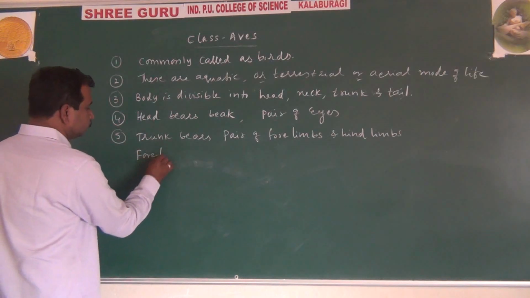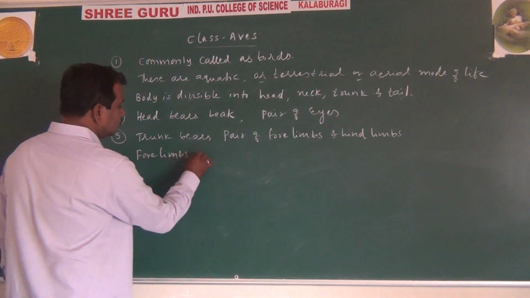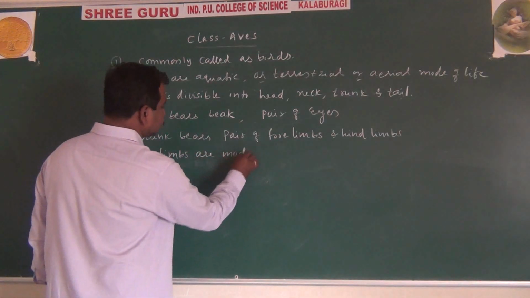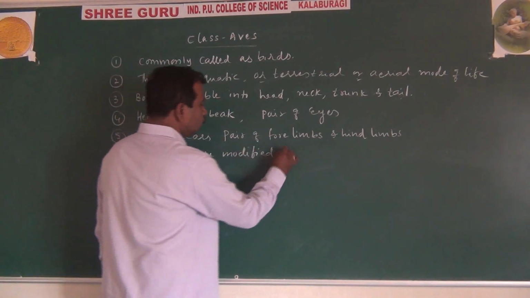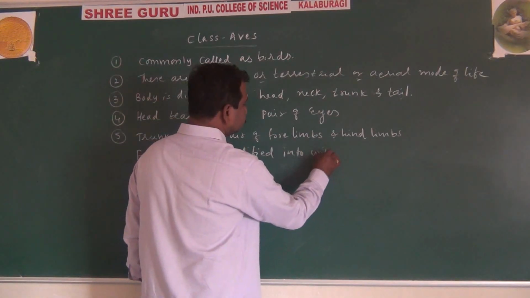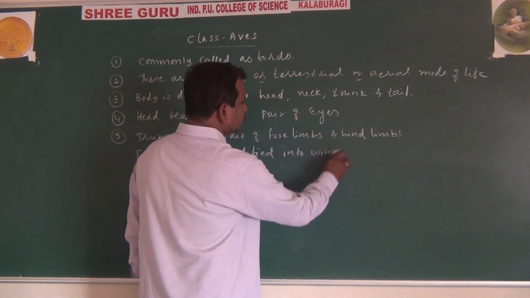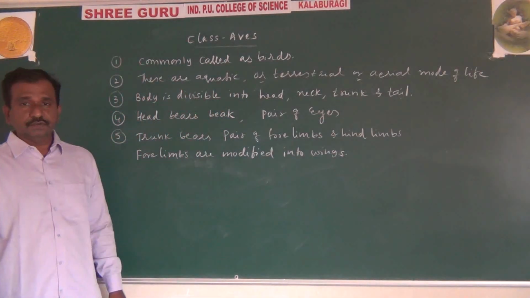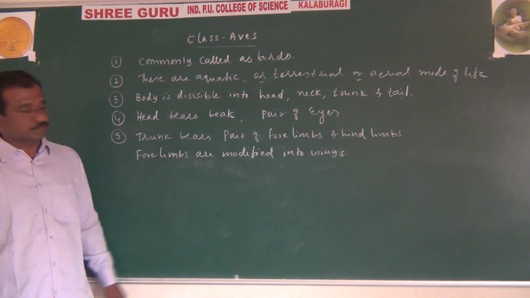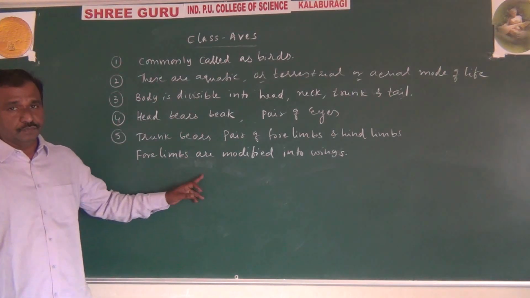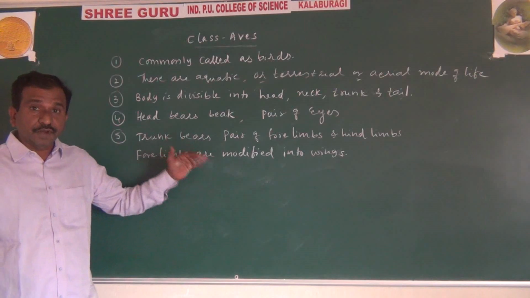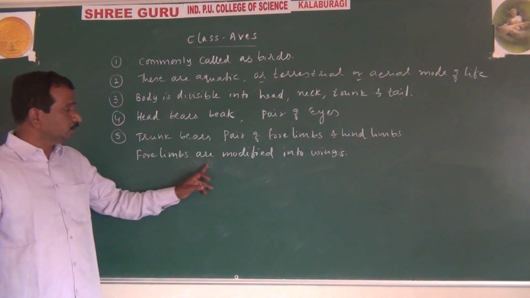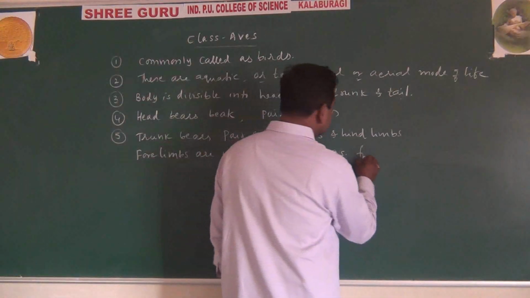Forelimbs are modified into wings. The modification which may take place is for what purpose? For flying. Okay? Forelimbs are modified into wings for flying.